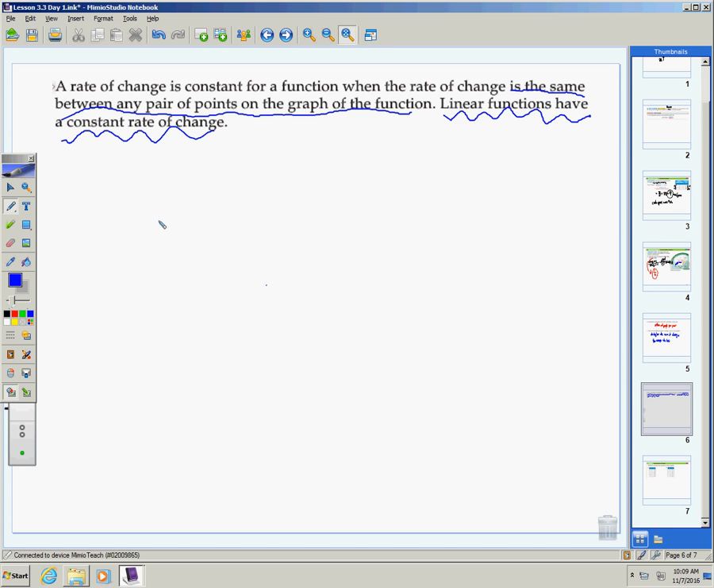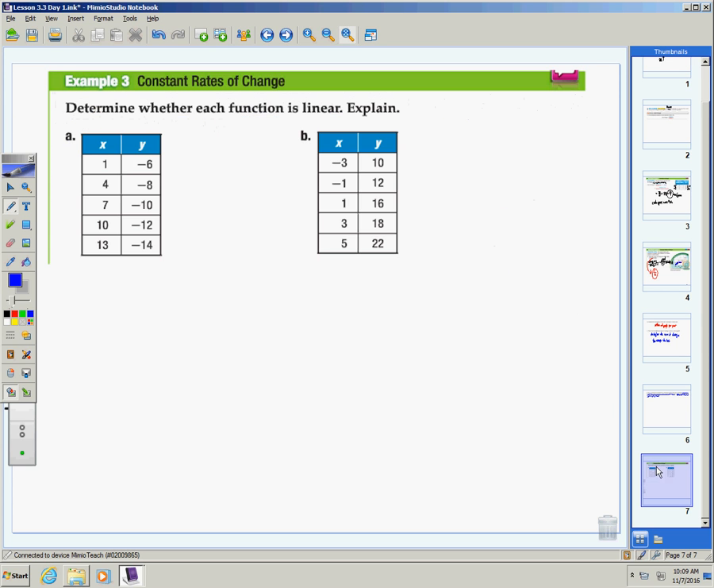Okay, what that means is when we have a line, a linear function, that line has a constant rate of change. No matter where you go, a line will have the constant rate of change. So let's determine if each function is linear and then explain why.